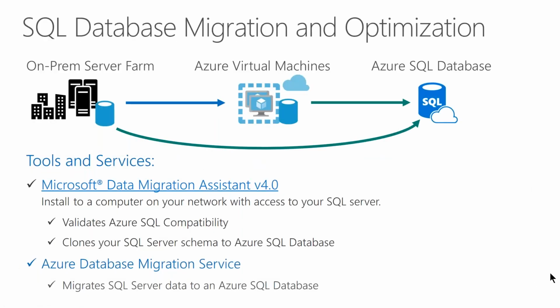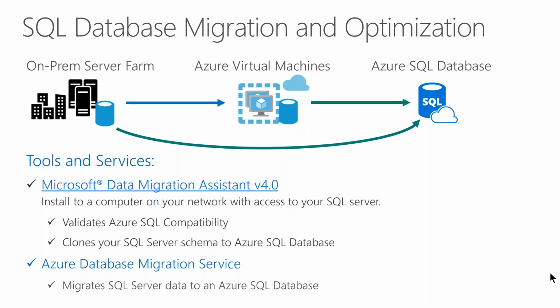Okay, here's our scenario for today. SQL database migration optimization. We start out with an on-premise server farm, which has databases, a lot of databases out there. One path is to then migrate those to Azure virtual machines and IaaS environments. So you've essentially just taken your servers that were on-premise and moved them into Azure. But now you can have availability sets, which allow you to scale out and have better performance, and also to have redundancy in case of maintenance or any kind of outages you may have.